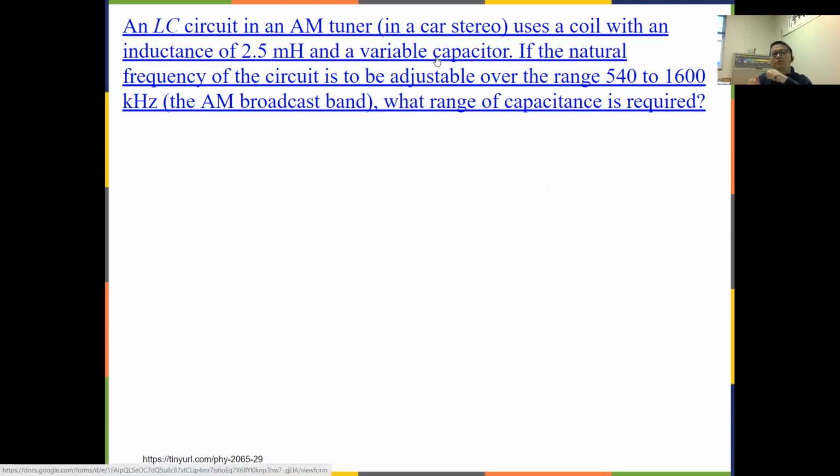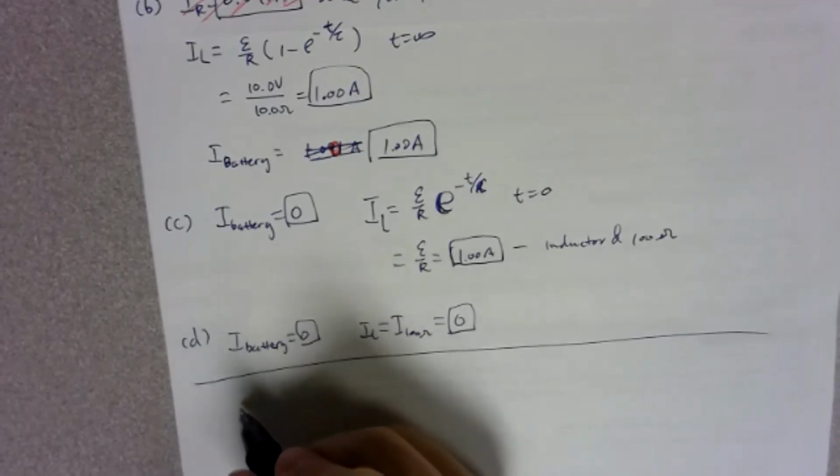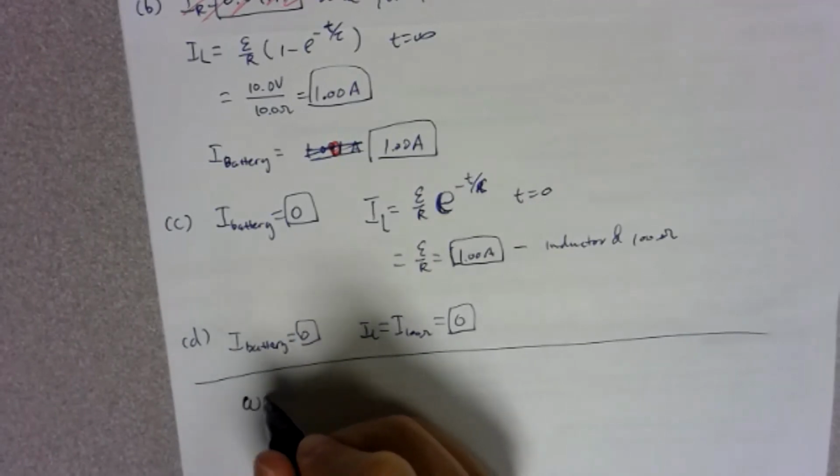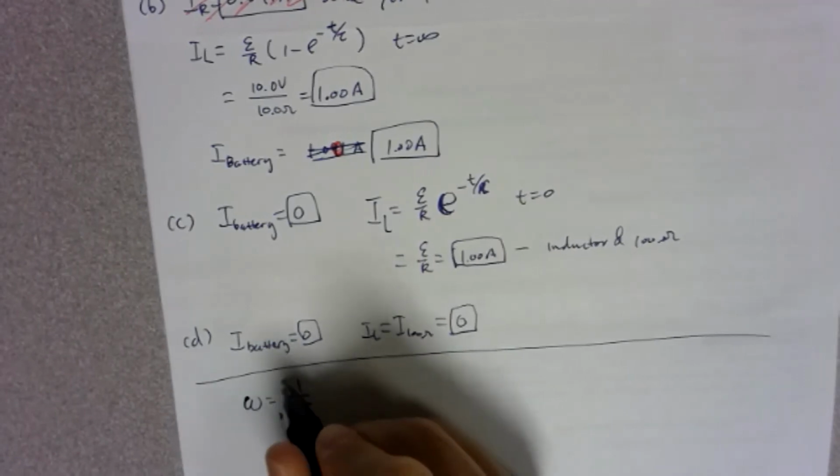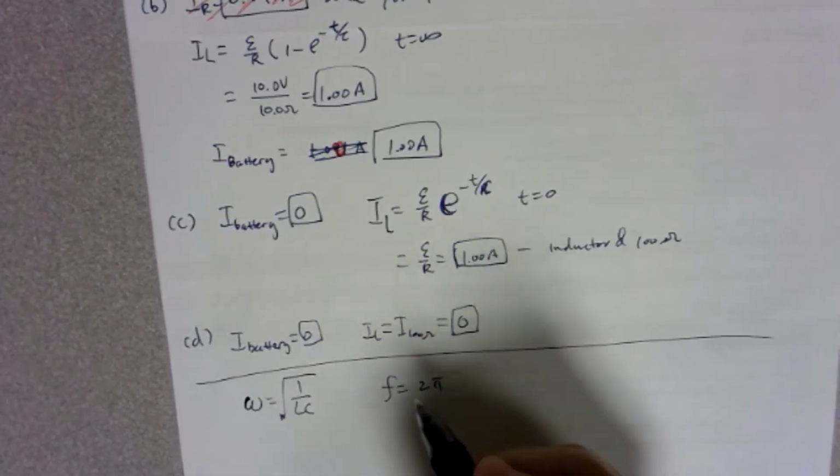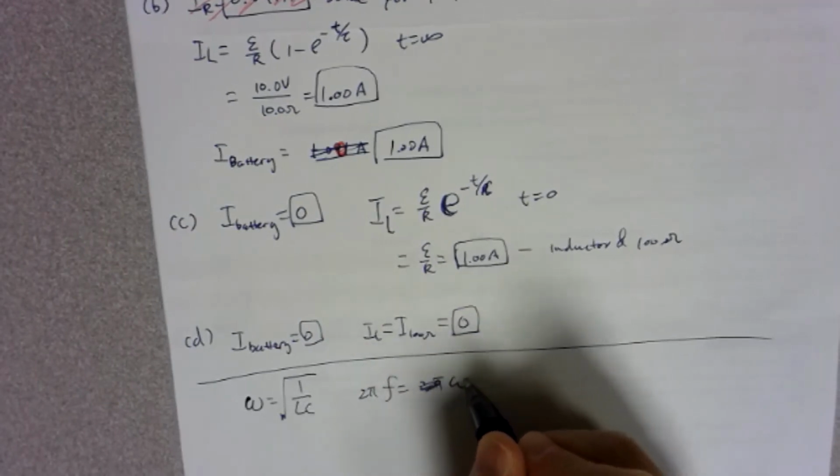So if you tune to the resonance frequency of the tuner, and that resonance frequency matches up with a certain radio station, then you will receive signal from there because that signal will be amplified. So then we'll be looking at the natural frequency of the tuner, which is omega equal to 1 over the square root of LC. So 2 pi times frequency is equal to omega, okay?